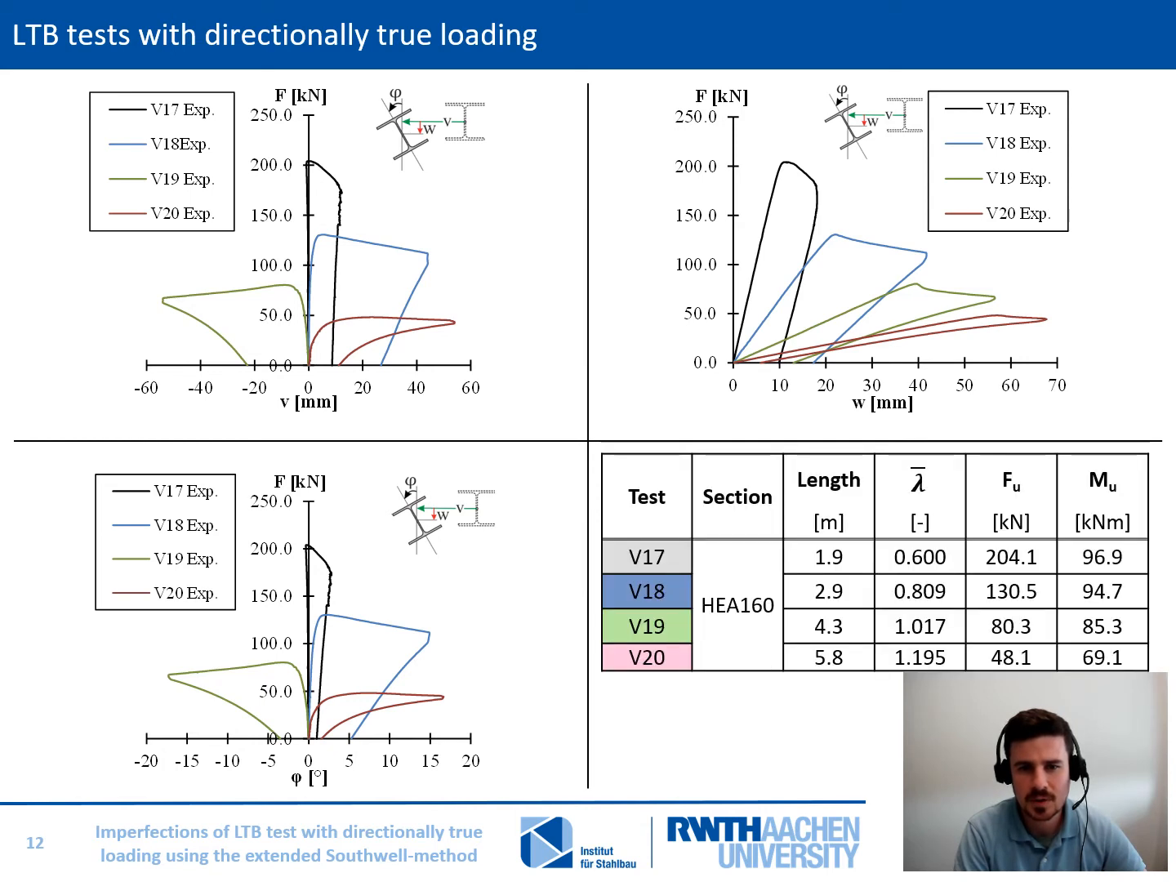This table summarizes the final results. With the maximum measured loading, we can also calculate the existing maximum bending moment. The higher the related slenderness is, the smaller the measured bending moment is.